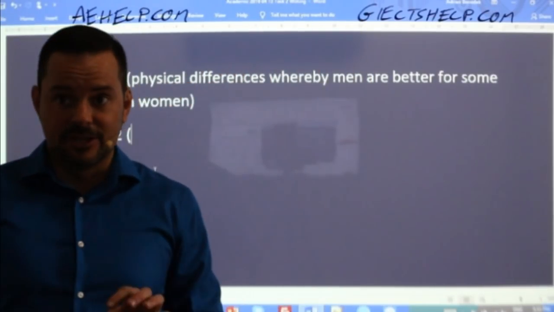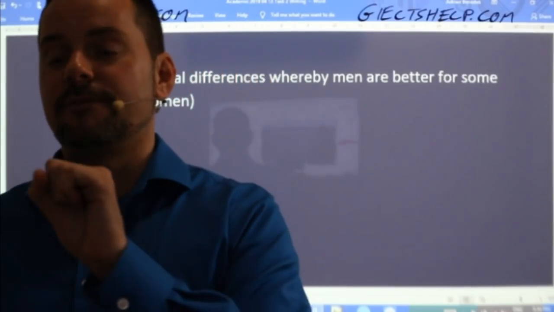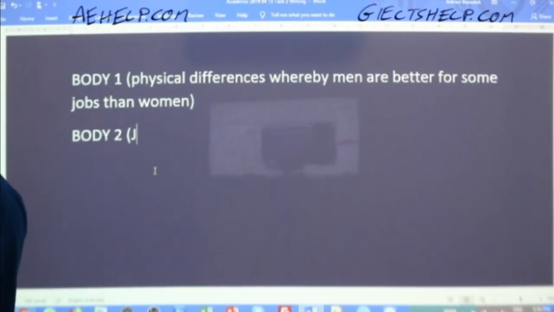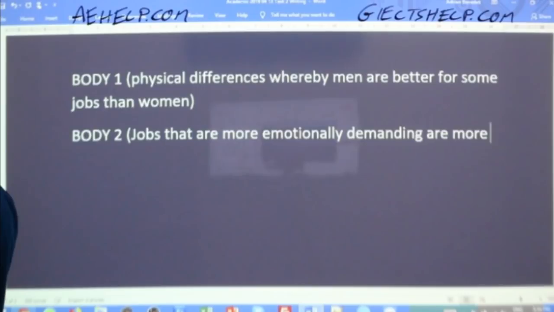Yosef, same thing. So again, you're right. Second body paragraph is emotional jobs for women. Yes, jobs that are emotionally demanding are more for women.